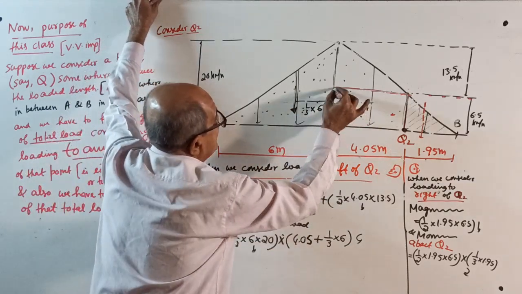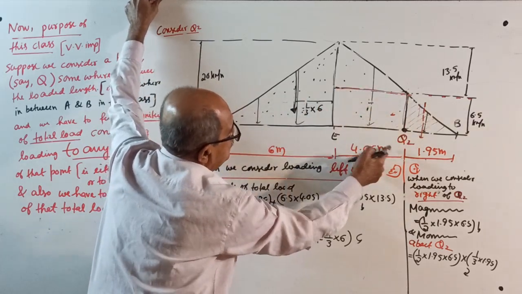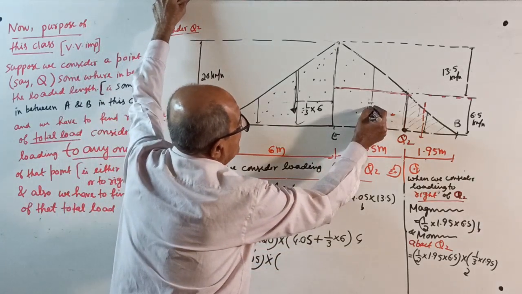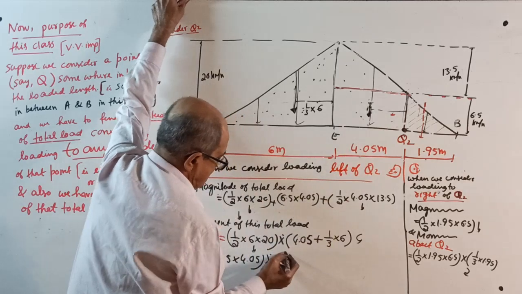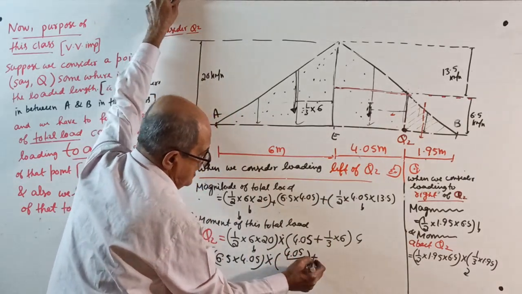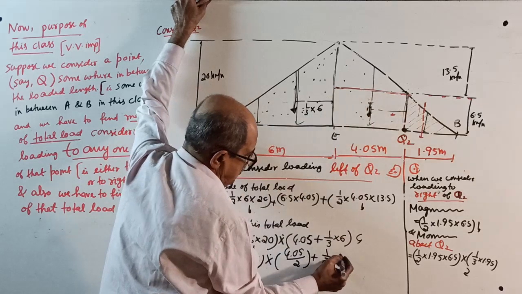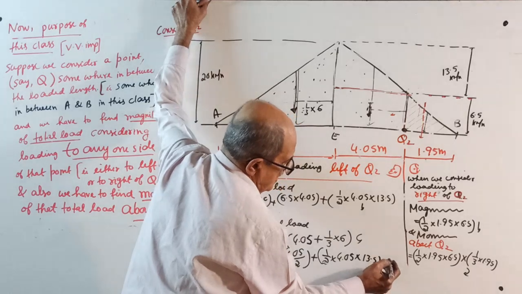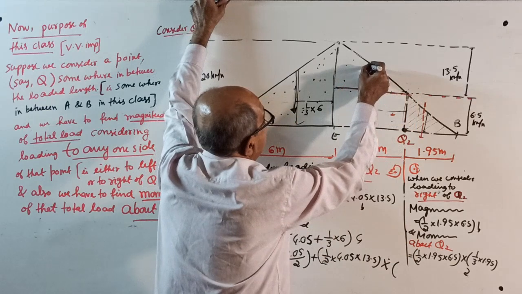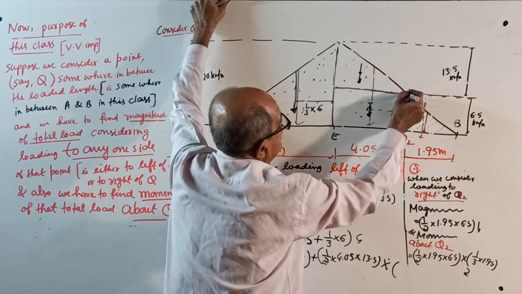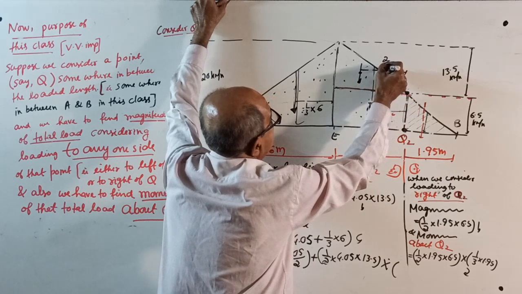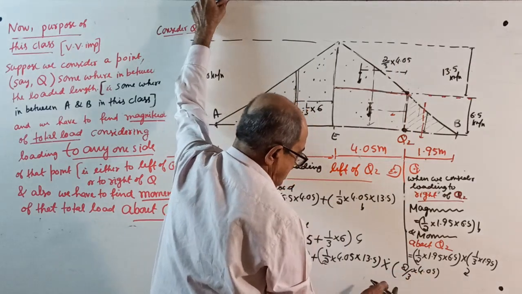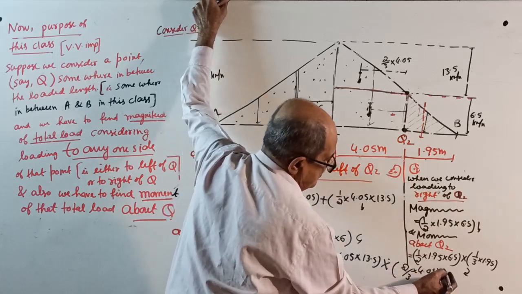Plus this rectangle, 6.5 into 4.05. 6.5 into 4.05 is the total load into, it will act through center. See, exact center here, half into 4.05 by 2, plus once again half into 4.05 into 13.5 is the total load multiplied by this varying load, which will pass somewhere here. Now fill this side, see, it will pass somewhere here. So from here, this distance will be 2 by 3 of 4.05 into 2 by 3 of 4.05. I think it is also clockwise, no, anti-clockwise, all anti-clockwise.